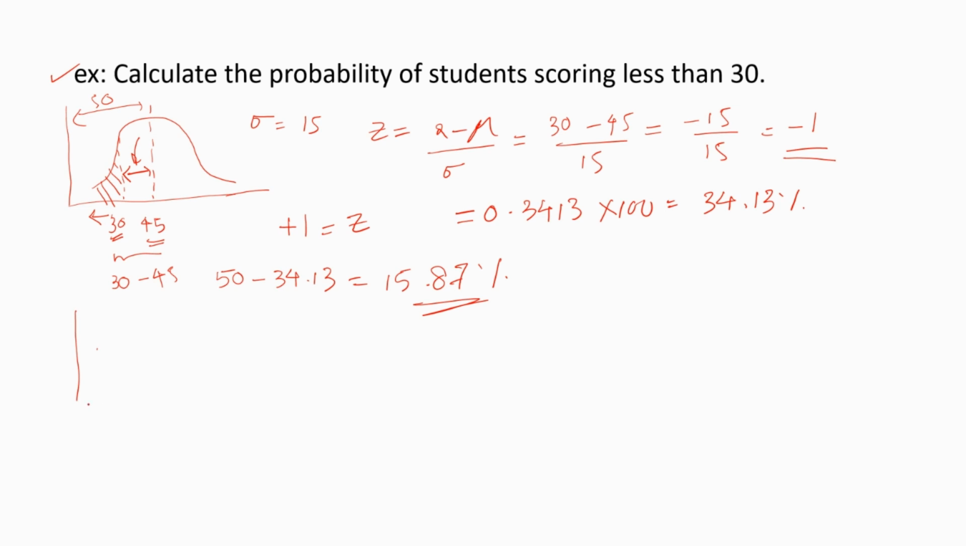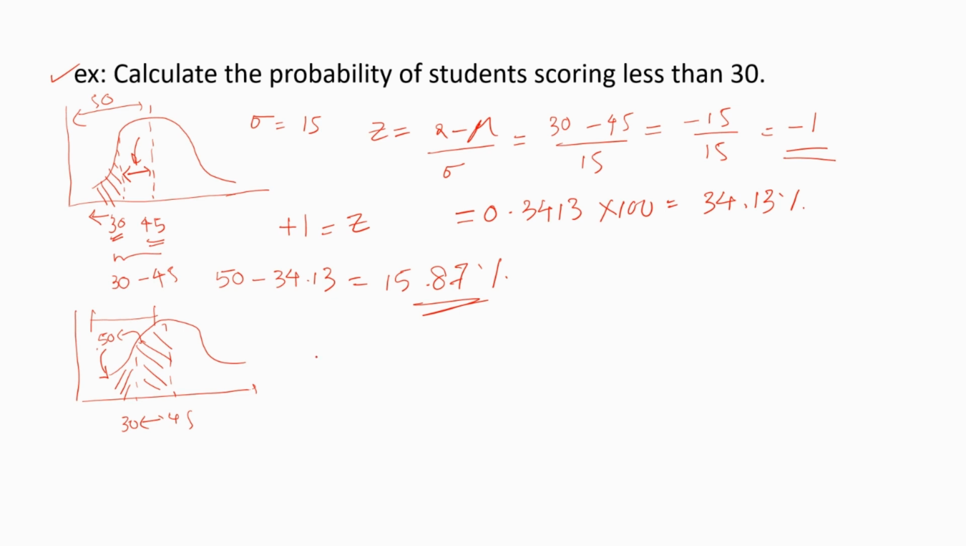So essentially this is what we did. This is the curve. This is 45. This is 30. We found the area between these two values, 30 and 45, which is 34.13. But we need this area. So what we did, we know this area equals 50. So we deduct this area from 50, so we can get this section below 30 value. This is how you calculate the probabilities using normal distribution.